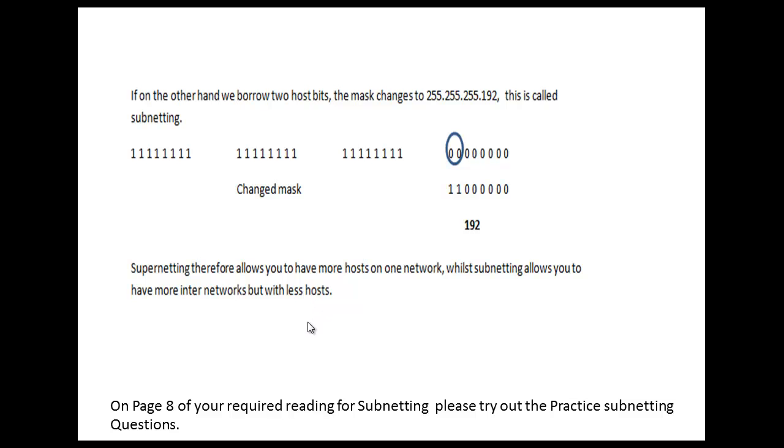On page 8 of your required reading for subnetting, I want you to try out the practice subnetting questions and see how you do with those questions. Again, the difference between supernetting and subnetting: supernetting allows you to have more hosts on one network, whilst subnetting allows you to have more internetworks but fewer hosts.